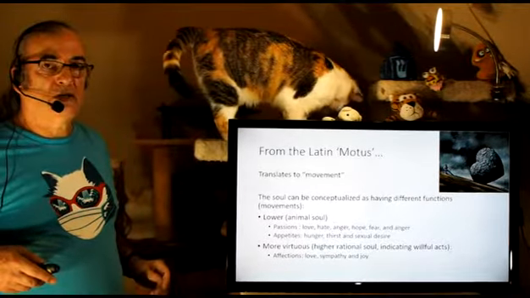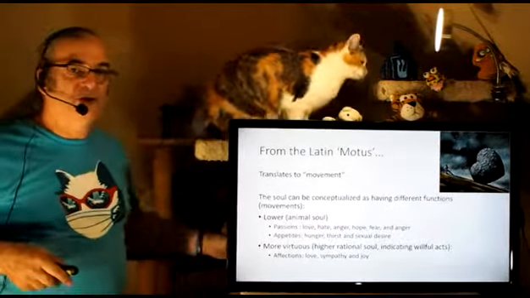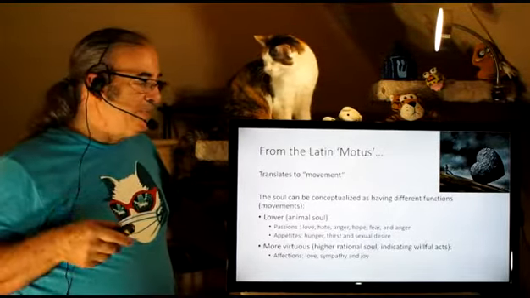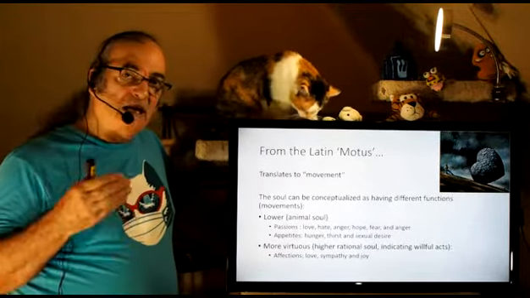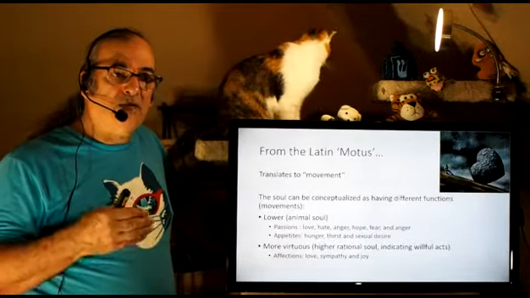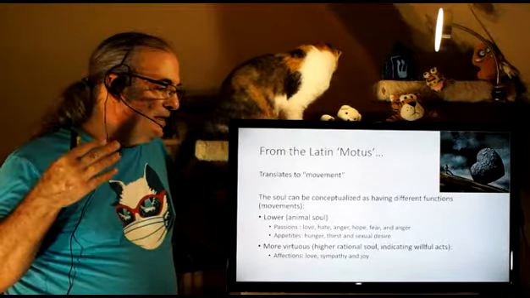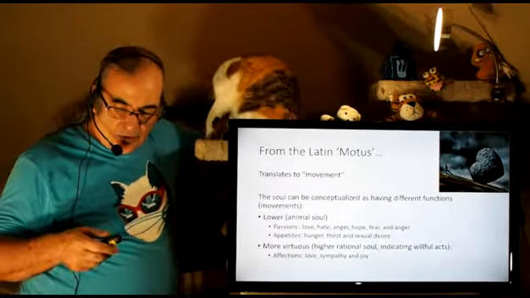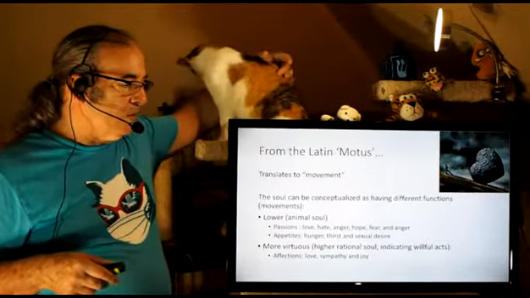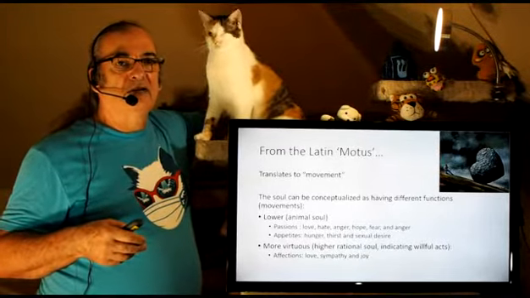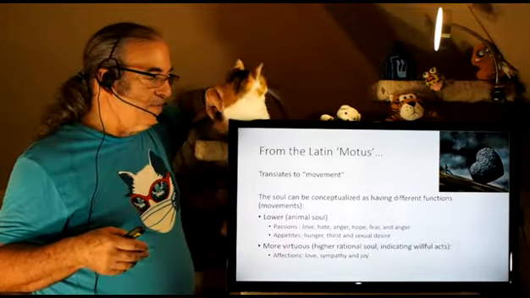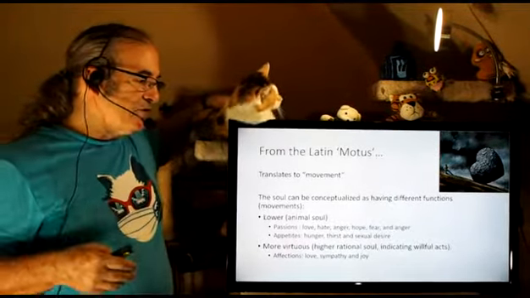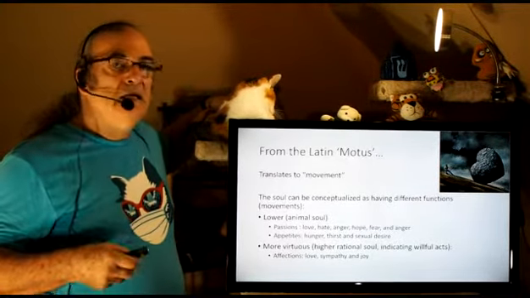And if you are daring enough to take psychomotivation with me after you've been through this, you're going to see how we begin to separate these ideas out as motives, drives, and higher level motivations. So the more virtuous come to us via the higher rational soul, and this indicates willful acts, and note that this kind of implies free will then: affections, love, sympathy, and joy.